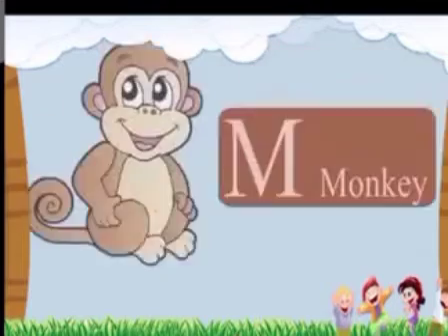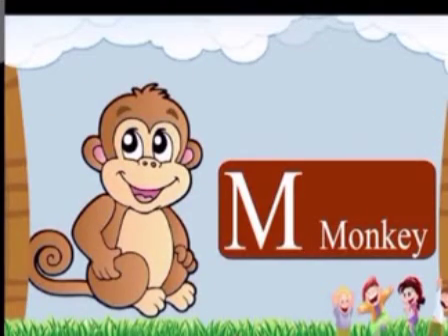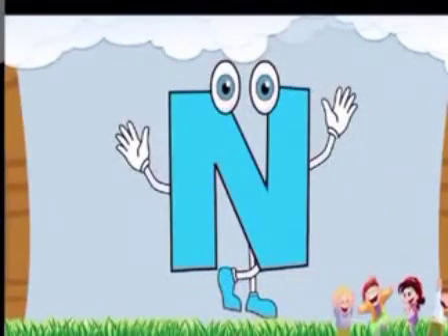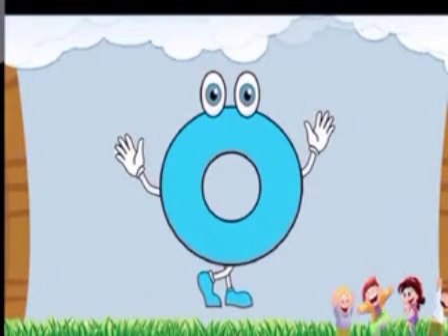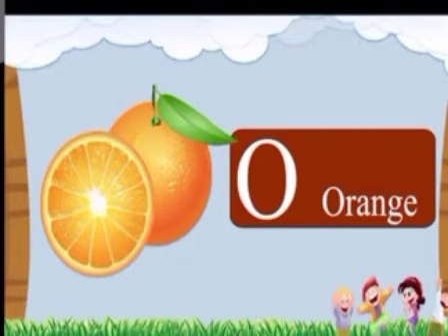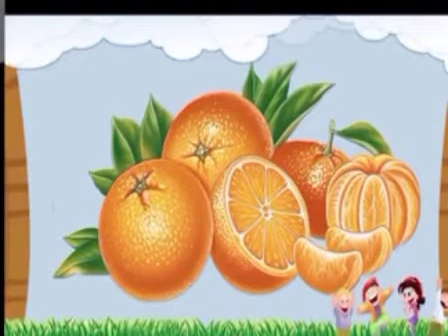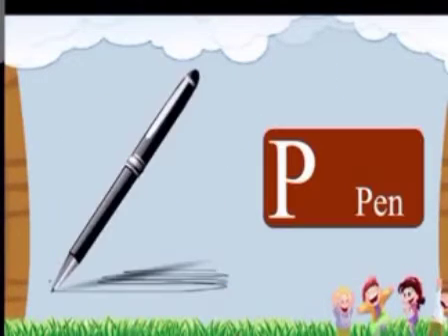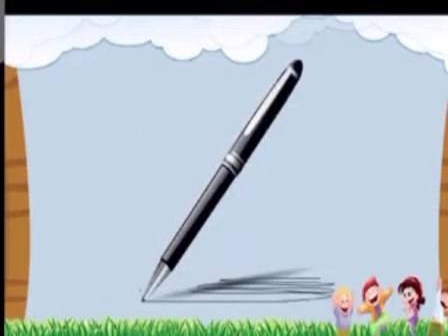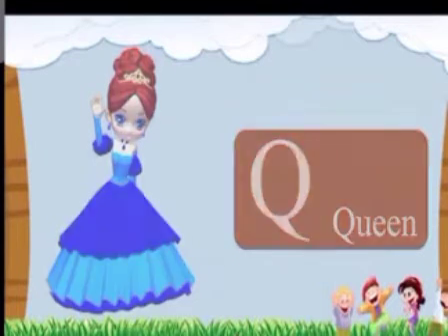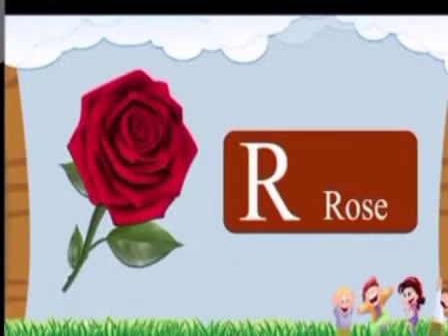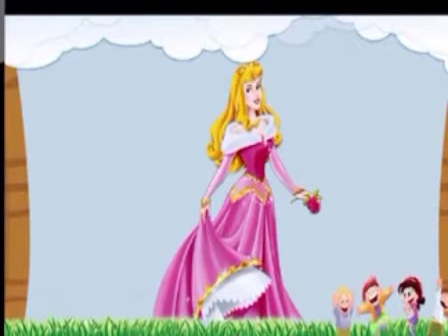M for monkey. N for nose. O for orange. You like orange? Yes. P for pen. Yes, this pen is used for writing. Q for queen. R for rose. All the girls they like rose.